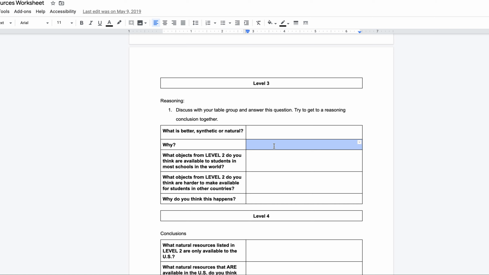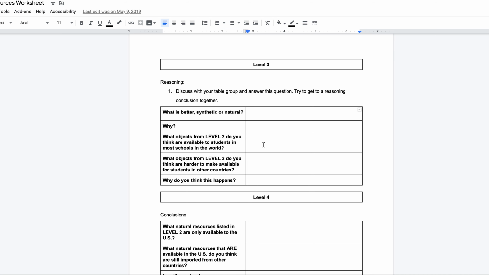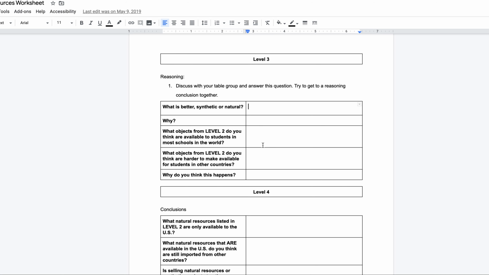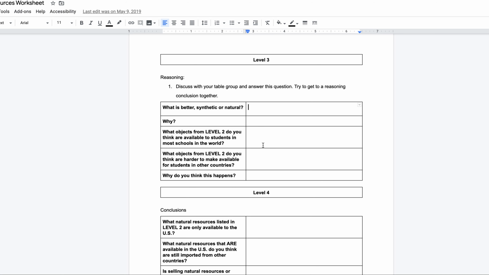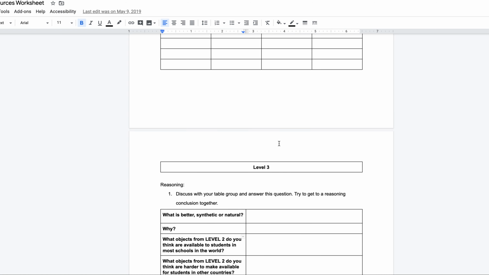But we're looking, diamonds are natural resources, right? They're not man-made necessarily. I mean, they can be caught by man, but most of them are found in nature, when people go and mine for diamonds. And then what objects from level 2? So you're going to have to look back in your list.